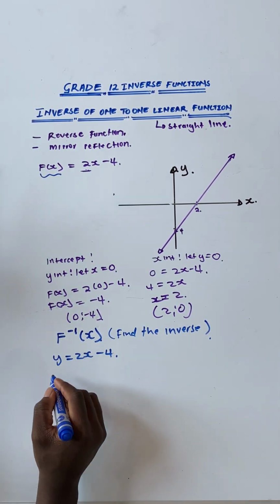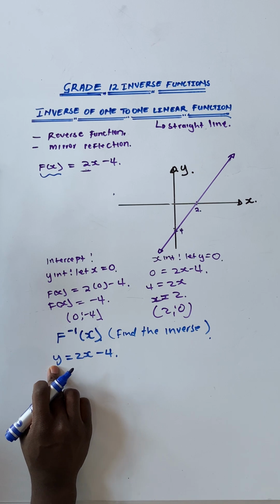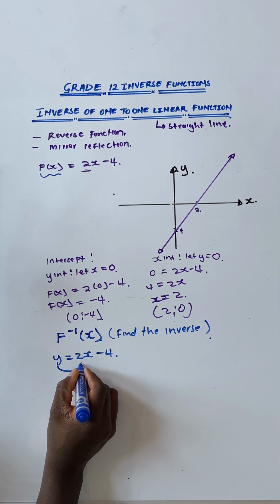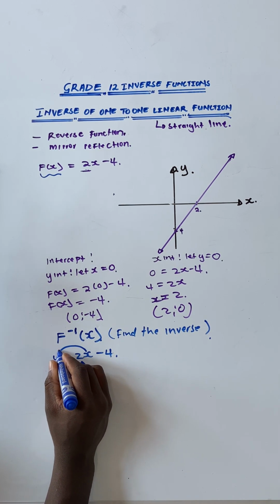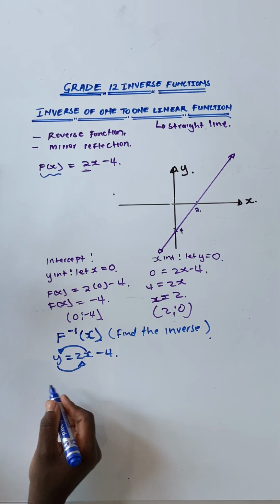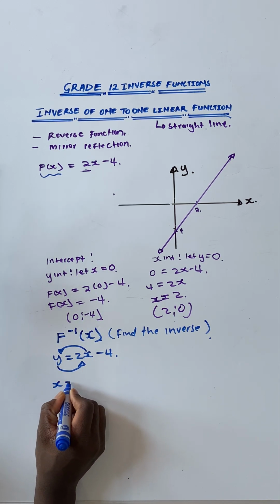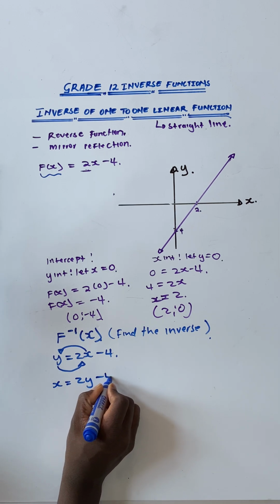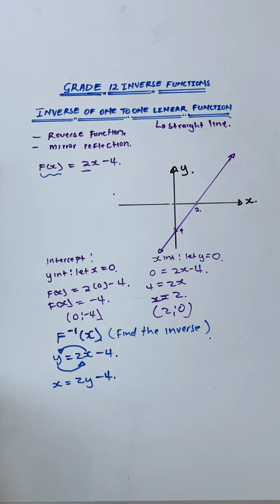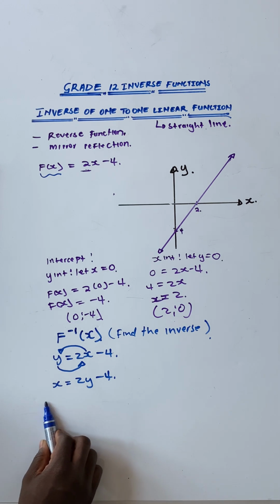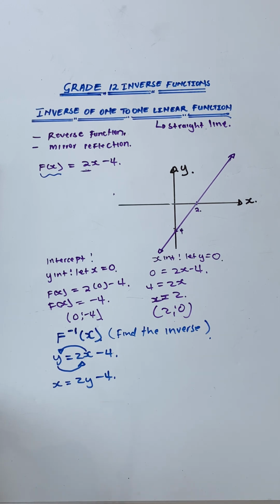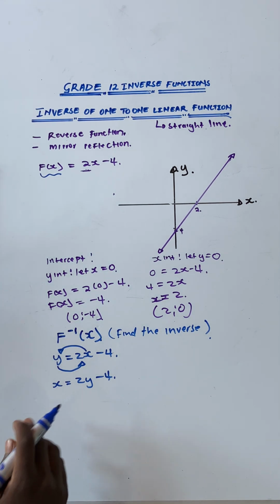Then the second step is to interchange x and y. So where there was x, you put a y, and where there was a y, you put an x. So this will be x is equal to 2y minus 4. You see that now this can be a function because x is the subject of the formula. Usually we are used to y being the subject of the formula in a function, so we represent the set of outputs in relation to the set of inputs.